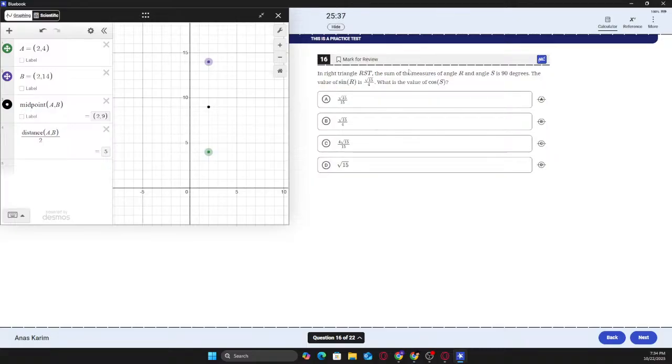In triangle RST, the measure of these angles is 90. Sine of R. So sine of R is this over that. So square root of 15 over 4. What is cosine of S? So the sum of them. Okay, so that means we're told that T is basically the 90-degree angle.